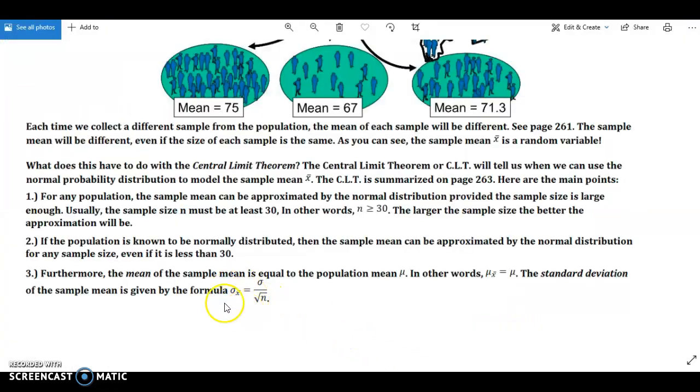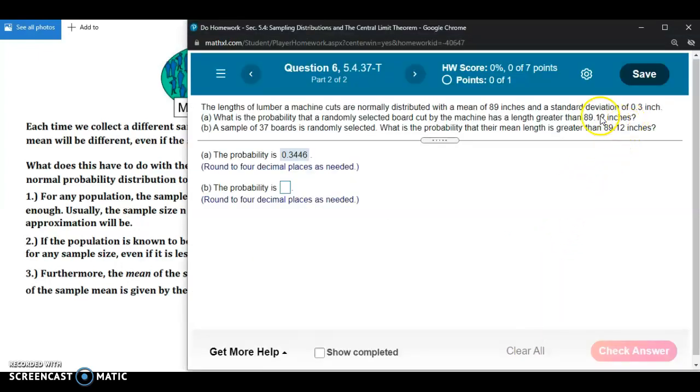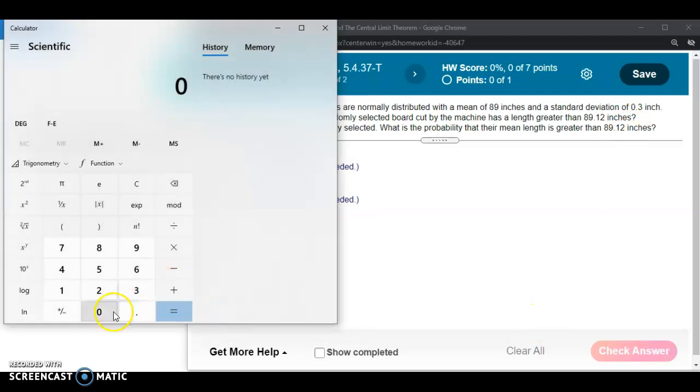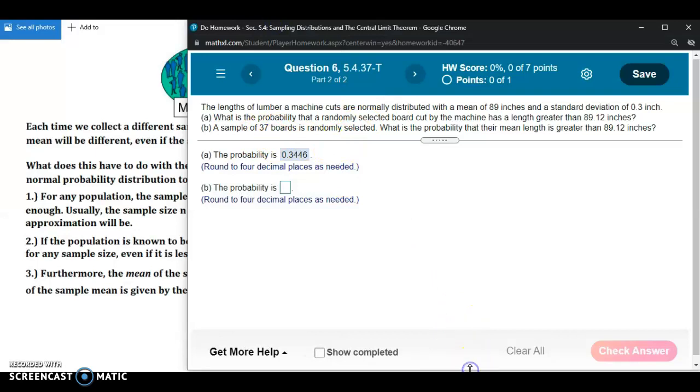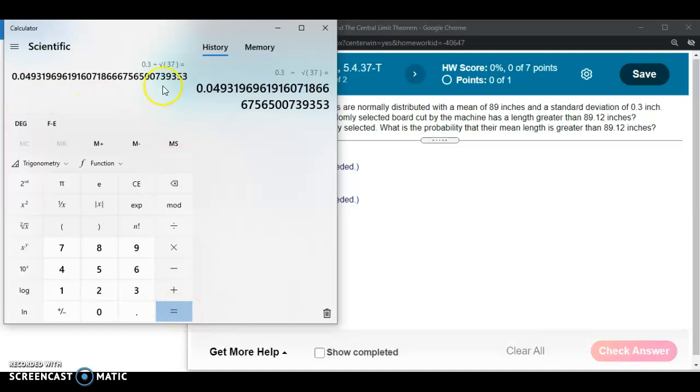But the standard deviation of the sample means is given by this formula: the population standard deviation divided by the square root of the sample size. According to the problem, the standard deviation of the lengths of these boards is 0.3 inches. So we're going to take 0.3 and divide it by the square root of the sample size. Our sample size is 37. So divide by the square root of 37. So we're going to press equal to. So 0.3 divided by the square root of 37 is this number here.